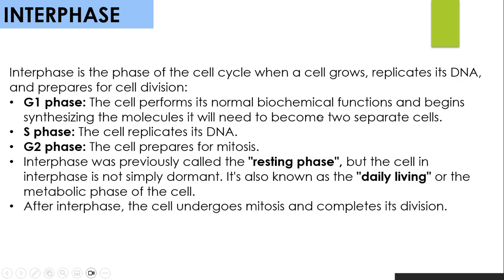Interphase is a phase of the cell cycle when a cell grows, replicates its DNA, and prepares for cell division. In the G1 phase, the cell performs its normal biochemical functions and begins synthesizing the molecules it will need to become two separate cells. So, you need molecules, so it starts in G1 phase, synthesizing the molecules. It's like you're putting gas in your car. Why? Because you have a long way to go, right? So S phase, the cell replicates its DNA, right? G2 phase, the cell prepares for mitosis, right?